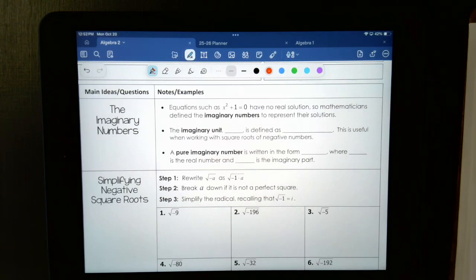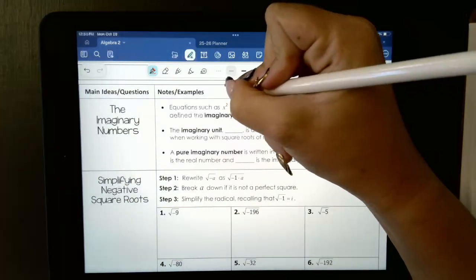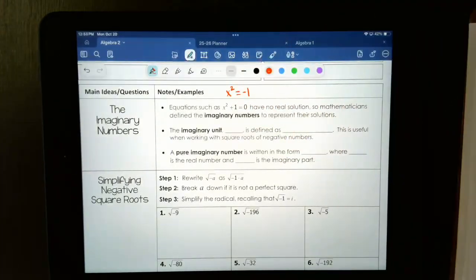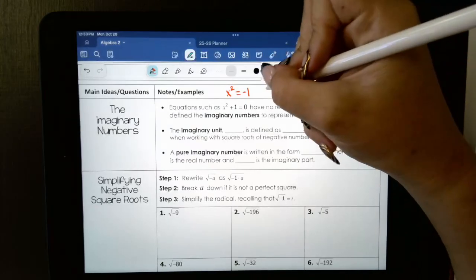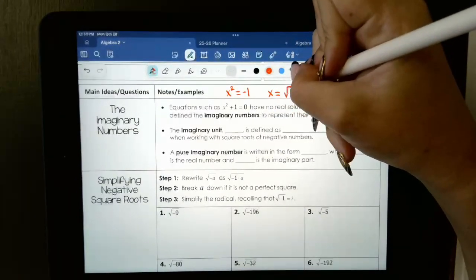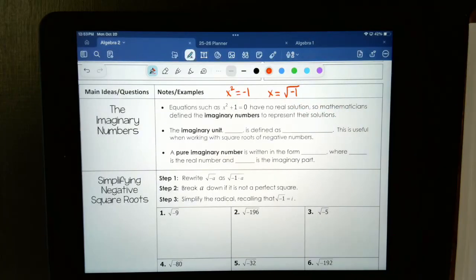Okay, so equations such as x squared plus 1 equals 0 have no real solution, so mathematicians define the imaginary numbers to represent their solutions. Because if we were to work this out, we'd have x squared equals -1, right? Because we would subtract it. So when we would take the square root, we'd have x equals the square root of -1. And does anybody remember what the square root of -1 stands for?